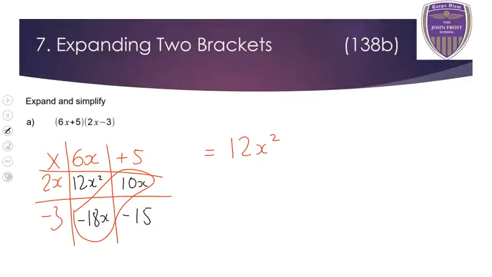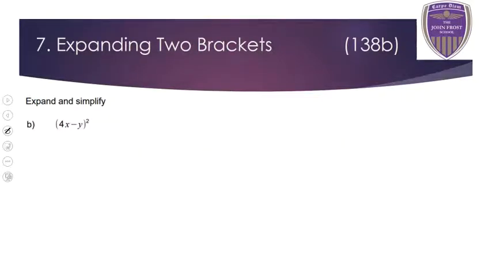And then minus 18x plus 10x, or 10x minus 18x, either way, should give you minus 8x, and then minus 15 at the end. Okay, draw a number line or think of a number line in your head if you're unsure when you're collecting these terms together. Okay, so that's that for that one.